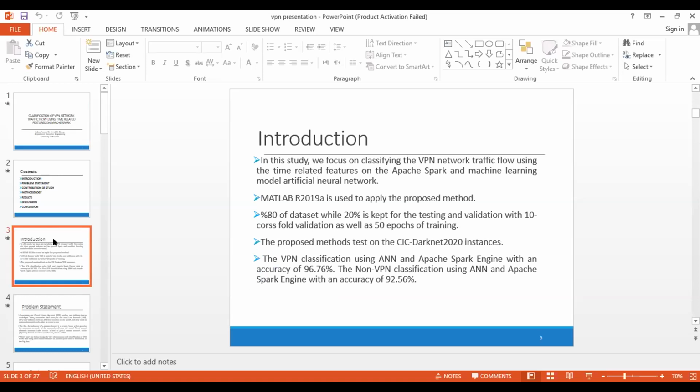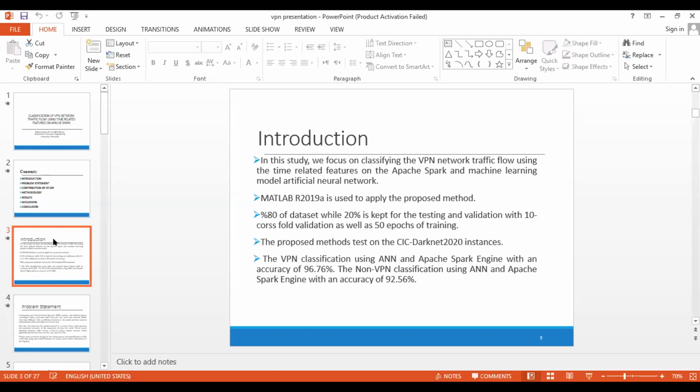In the introduction, I focused on classifying the VPN network traffic flow using time-related features on Apache Spark and a machine learning model, an artificial neural network. Already half of today's internet traffic is encrypted using protocols like VPN or non-VPN. This work shows that the analyzed dataset exposes features that allow for highly accurate classification without incorporating any payload data. And I used Matlab R2019a because of the increasing demand of VPN networks.